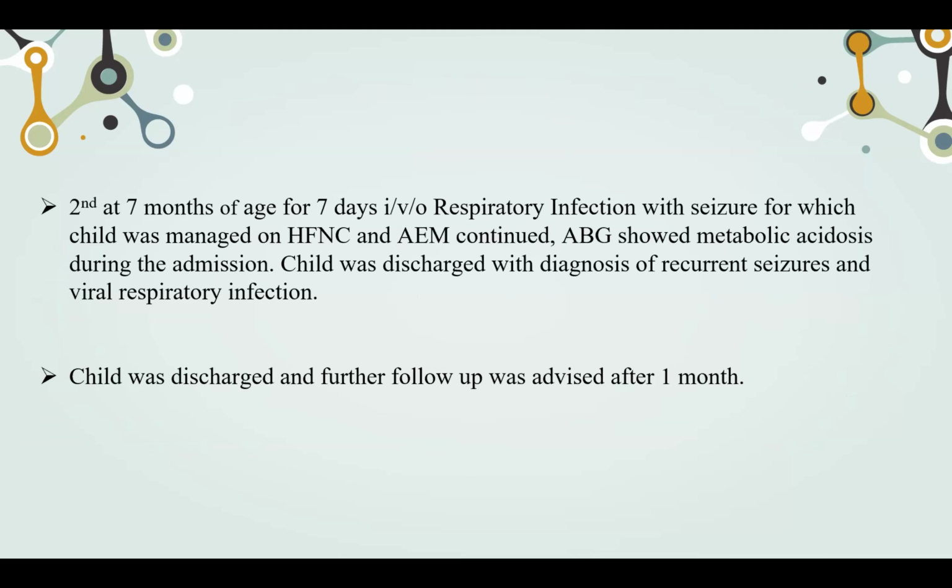Second admission was at 7 months of age for 7 days in view of respiratory infection with seizure, for which child was managed on HFNC and anti-epileptic medicines. ABG showed metabolic acidosis, which was high anion gap, during the admission. Child was discharged with diagnosis of recurrent seizures and viral respiratory infection.